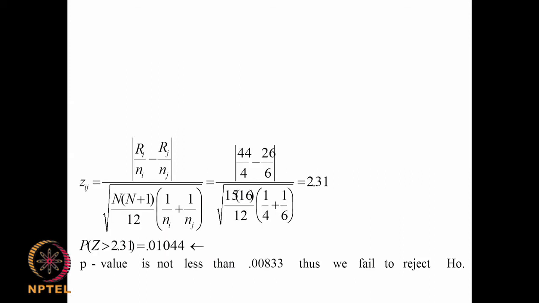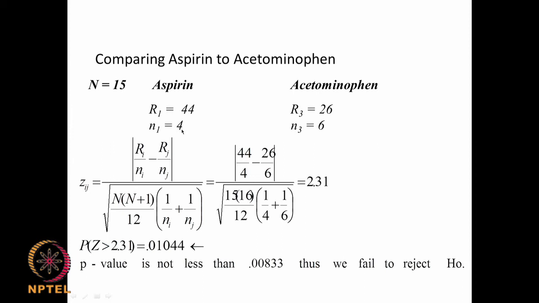Let us look into this problem. So the statistic, let us compare aspirin and acetaminophen. So Ri minus Rj, here you have Ni, you have Nj, then N here. As you know, for aspirin Ni is 4, for acetaminophen Nj is 6, and then the total N is 15. So we substitute all these into this.